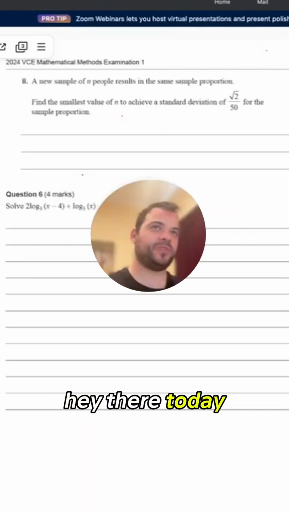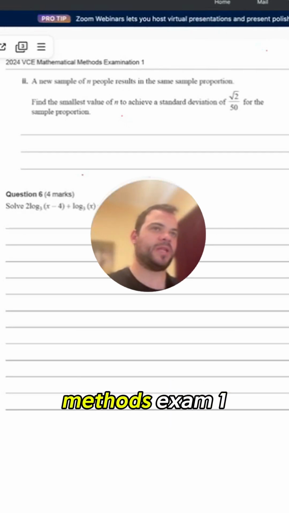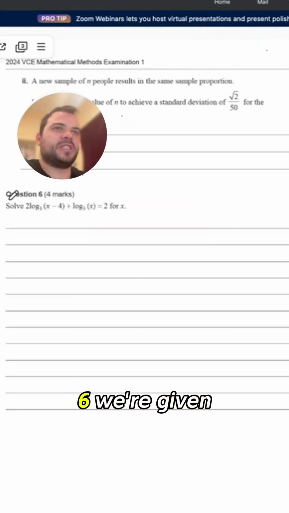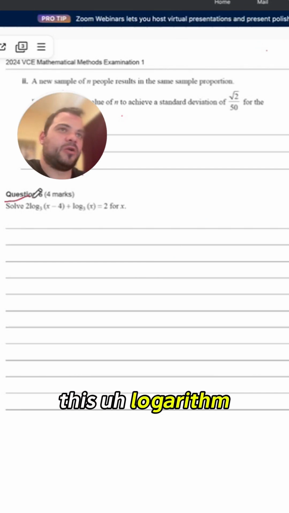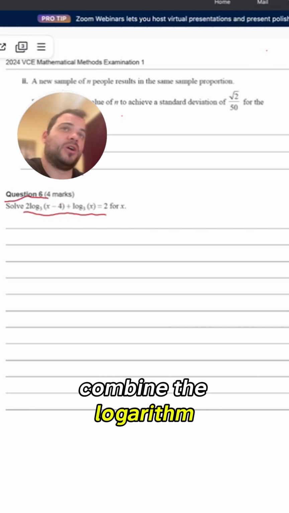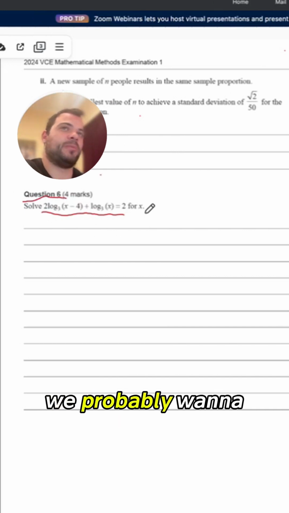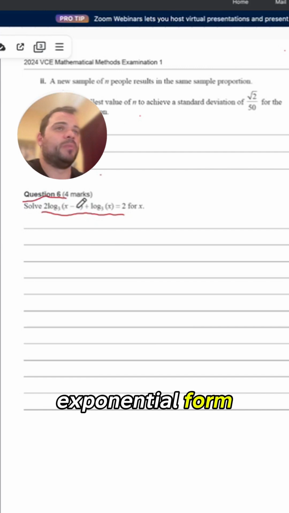Hey there. Today I'm going to be doing a walkthrough of question 6 from the 2024 Methods Exam 1. So for question 6, we're given this logarithm equation. The thing that we want to do is try and combine the logarithm terms using logarithm laws. You know, we're solving an equation here, we probably want to convert it into exponential form.